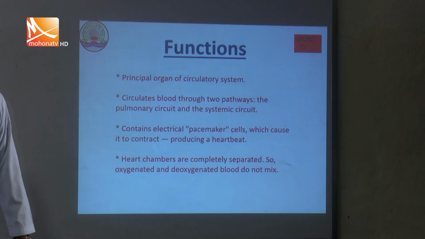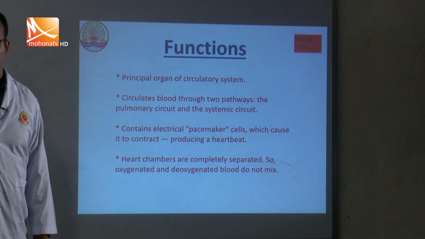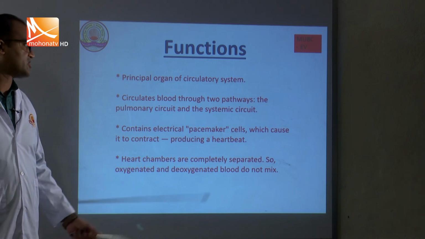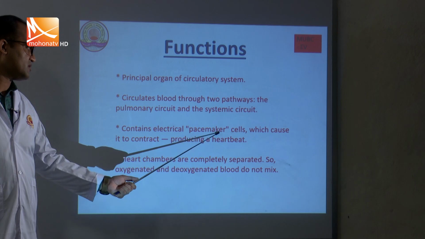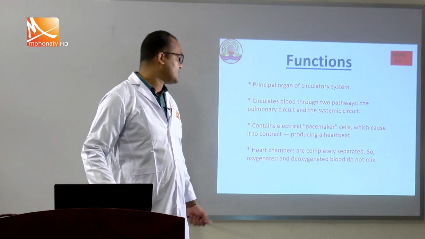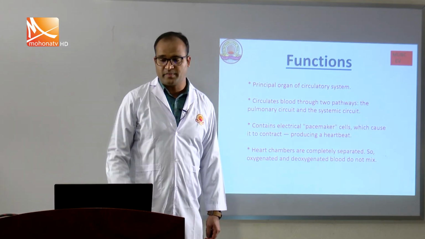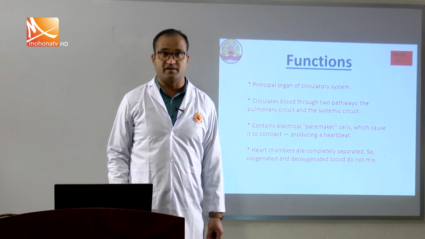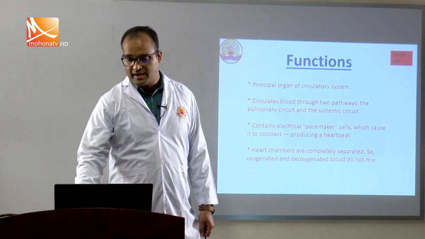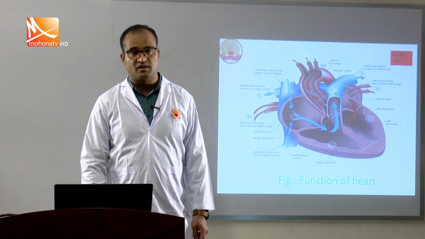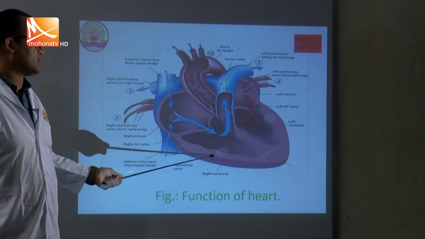Functions of the human heart. The human heart pumps the blood. It is part of the circulatory system and circulates blood through the pathways, the pulmonary circuit and systemic circuit. It contains the electrical pacemaker producing the heartbeat, and the heart chambers are completely separate. That means they carry oxygenated and deoxygenated blood from our body to the lungs, and lungs to the body. And the functions of the human heart in a figure.